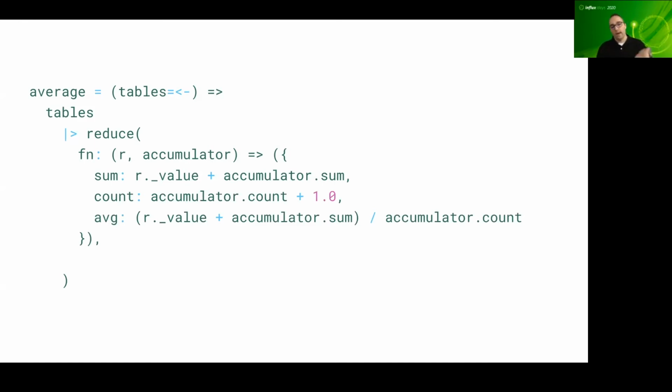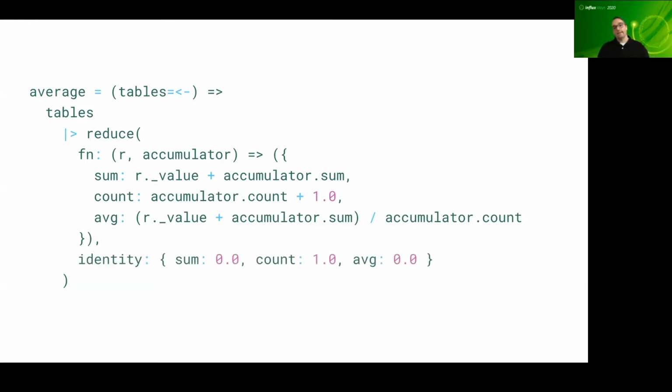So that's why in my average, I have to recalculate the current record sum and divide it by the accumulator count. Now the accumulator count at this point hasn't been incremented because again, we're using the accumulator from the previous iteration. So it's dividing by the count up to this row.